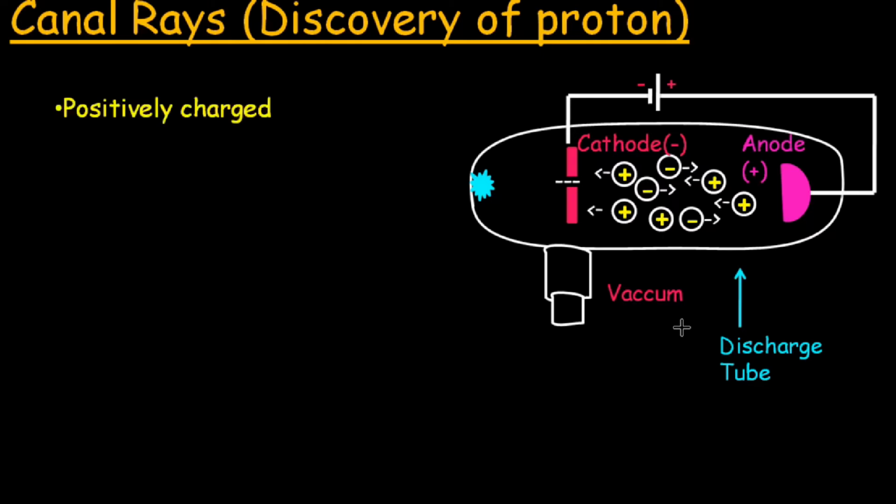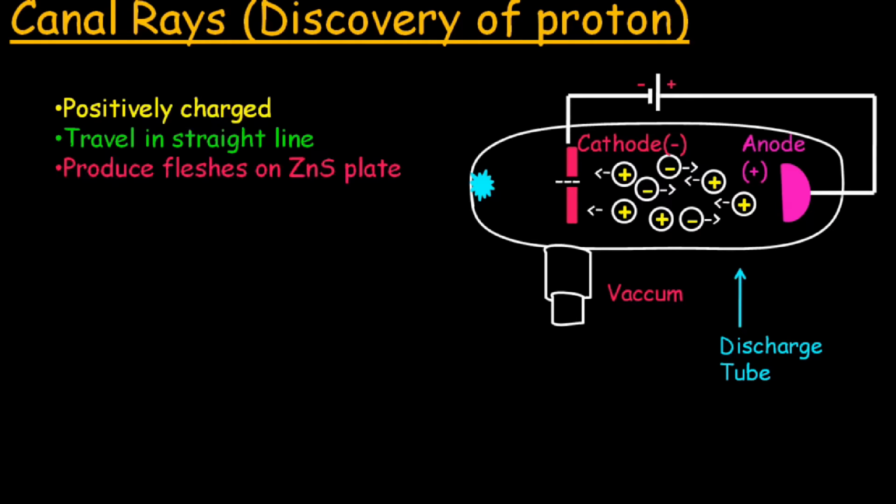The study of their properties suggests that these are positively charged particles. They also travel in a straight line and produce flashes on a zinc sulfide plate. The protons were also discovered as material particles, having certain mass and charge. Their e/m value is less than the e/m value of electrons because mass is in the denominator, and when mass is high, the e/m value will be low. And when mass is low, the e/m value is high.